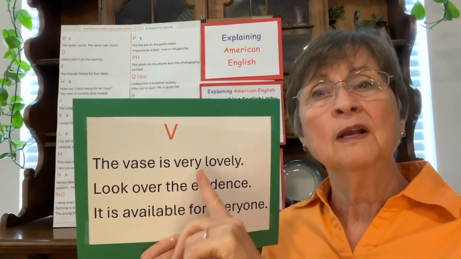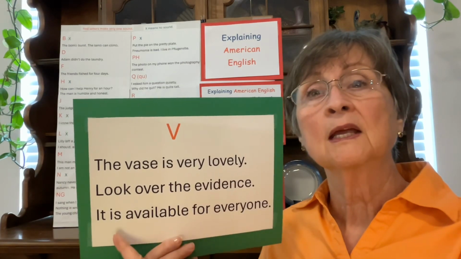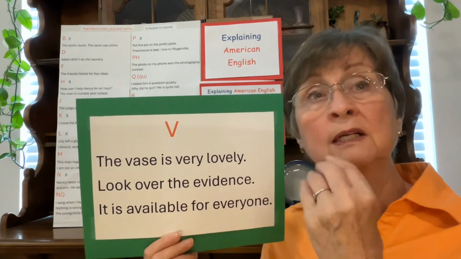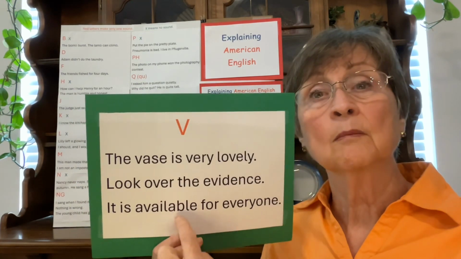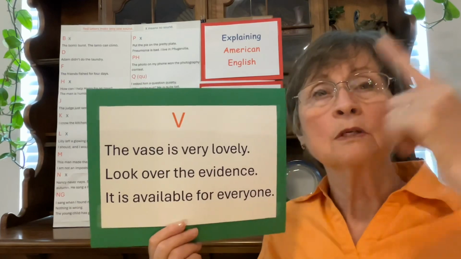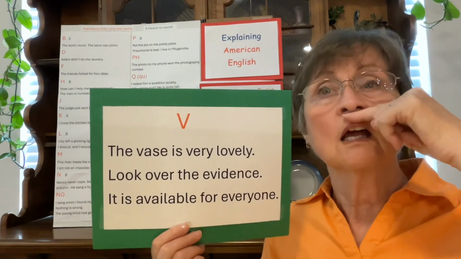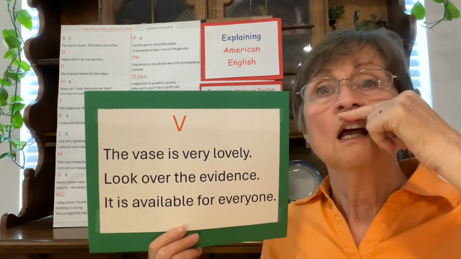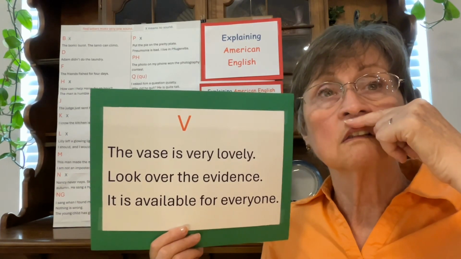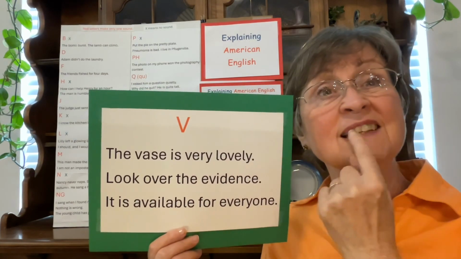The vase is very lovely. Look over the evidence. It is available for everyone. The only time I hide my teeth is on the B and then to make the W sound right here. So watch that this lip doesn't come down, except those two places. The vase is very lovely. Look over the evidence. It is available for everyone. The rest of the time, you can see my teeth.